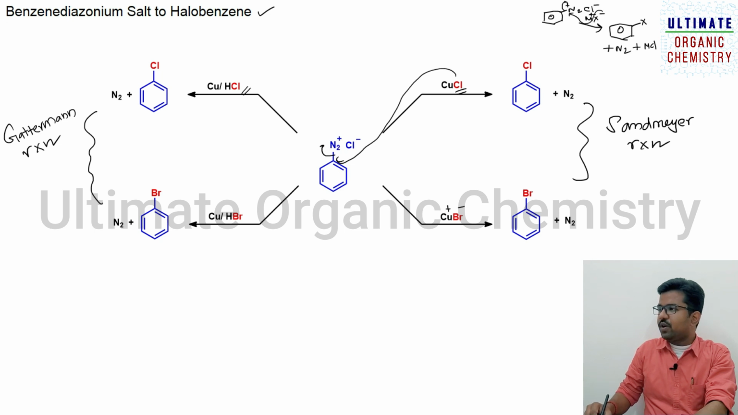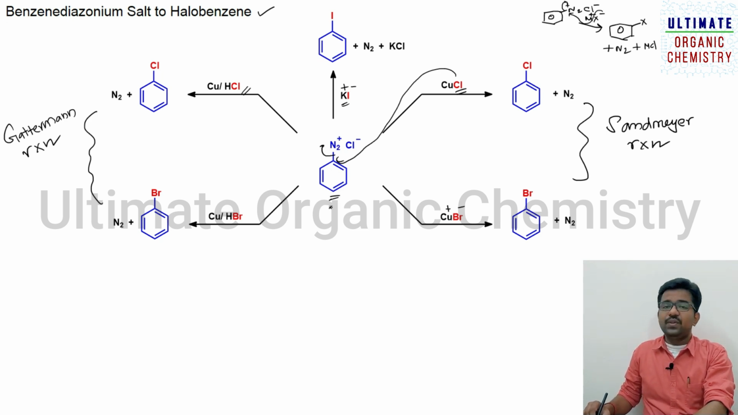For example, if you want to make iodobenzene, you need to treat this benzene diazonium chloride with KI, that is potassium iodide. This will separate as K plus and I minus. This I minus will attack here and N2 will be leaving, and you will get iodobenzene along with nitrogen, and this K plus and Cl minus will leave as potassium chloride, right? Finally we will discuss the formation of fluorobenzene.